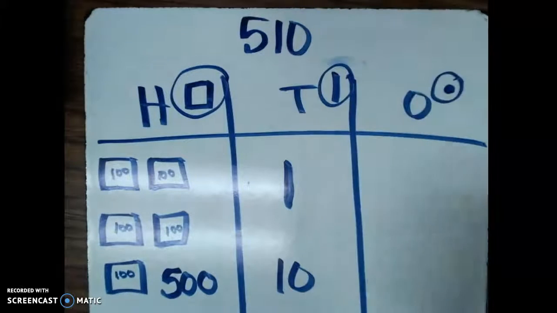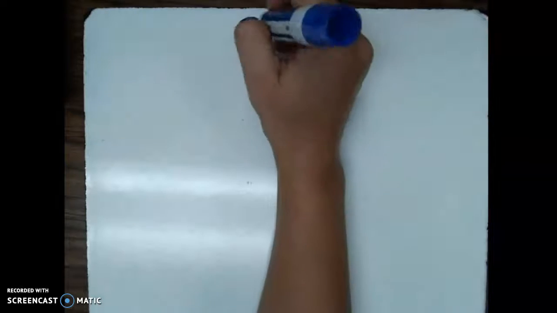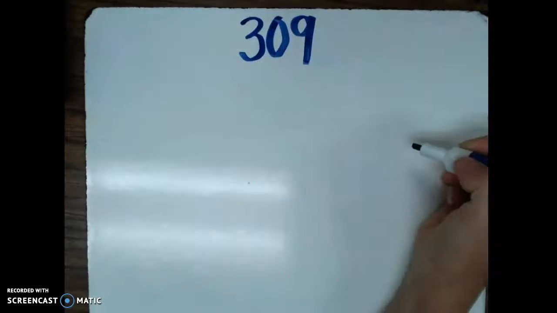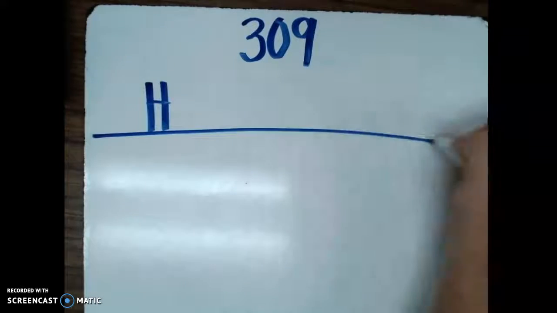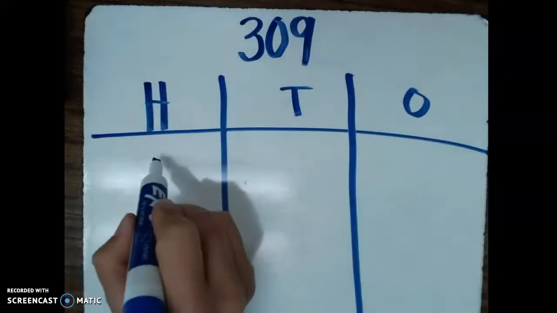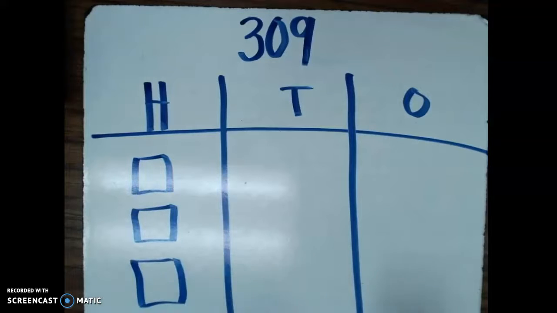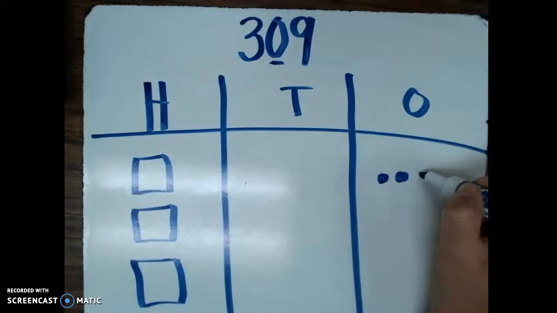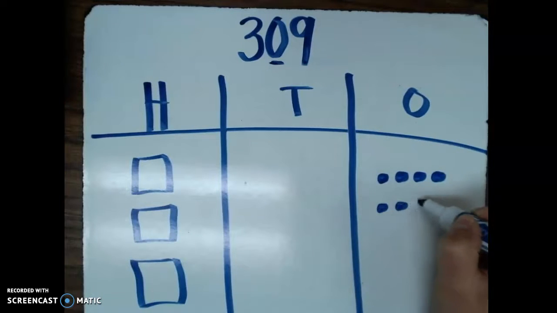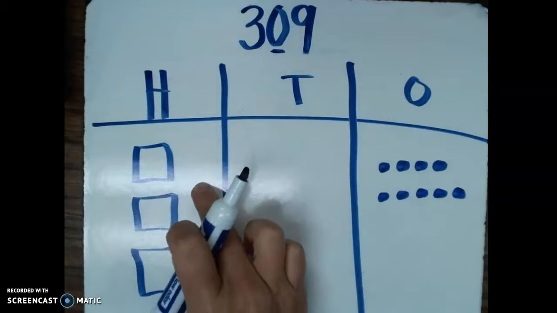Okay, I am going to do another problem just like it. This time my number is 309. Okay, I'm going to draw my hundreds, my tens, and my ones. 300. A flat is 100, 200, 300. I have 0 in my tens place, and I have 9 ones. 1, 2, 3, 4, 5, 6, 7, 8, 9. So I just modeled 309.